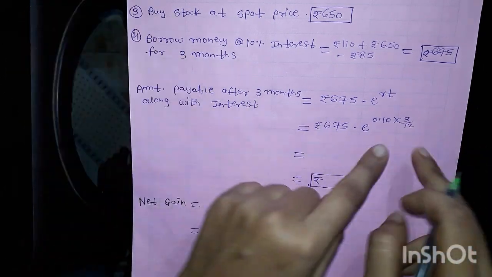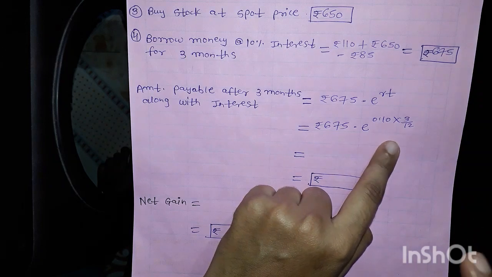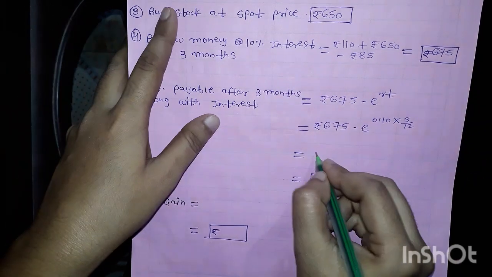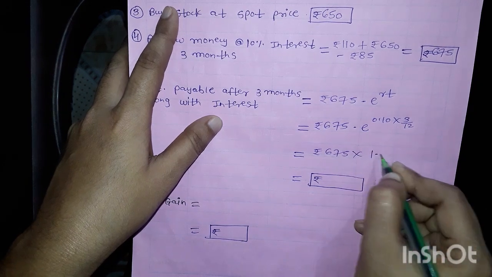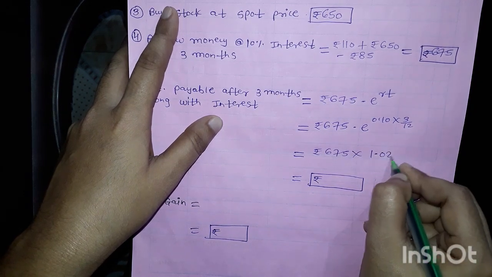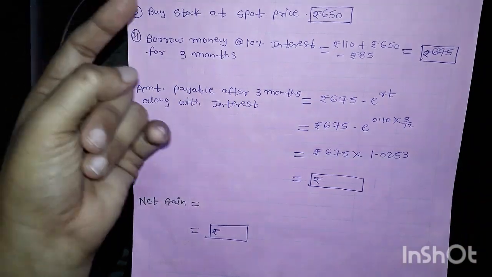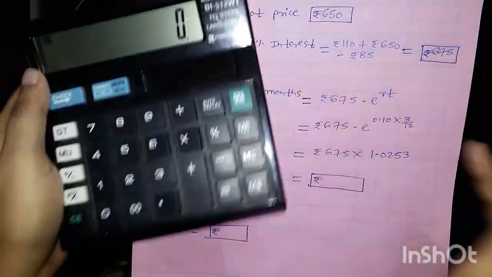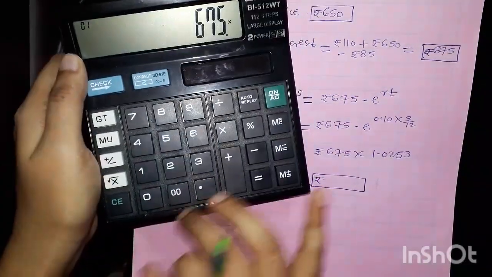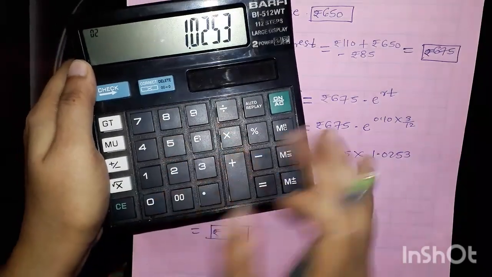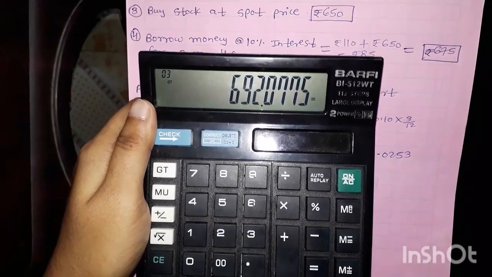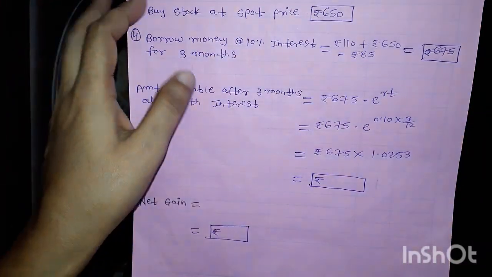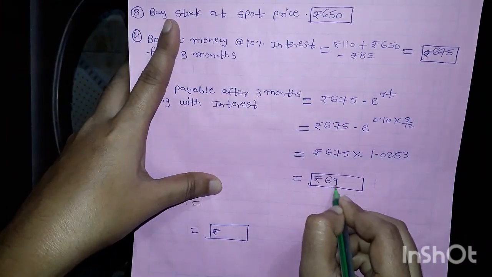We have already calculated this value earlier, so I am not going to calculate it again, I am just using that, it was 1.0253. In the last page we calculated 675 multiplied by 1.0253, so I am getting 692. So 692 I am going to pay after 3 months.